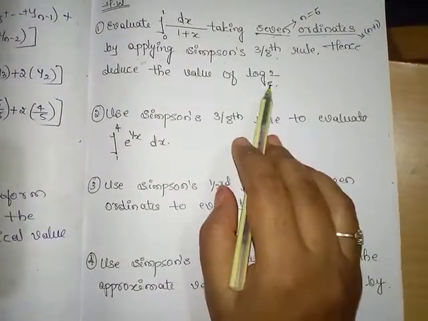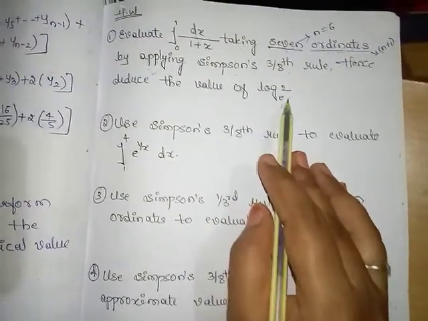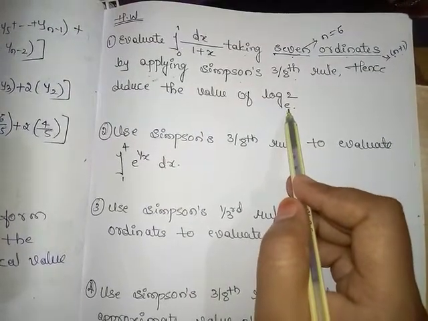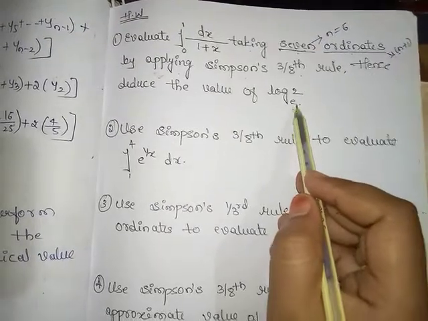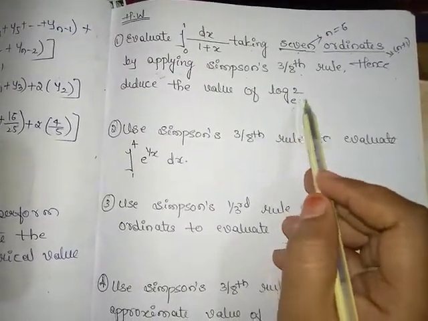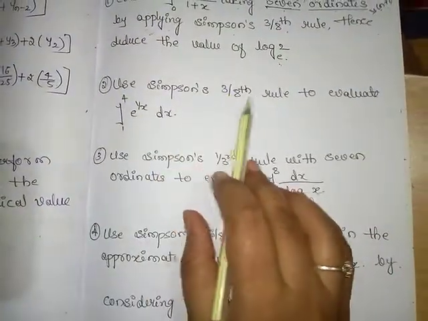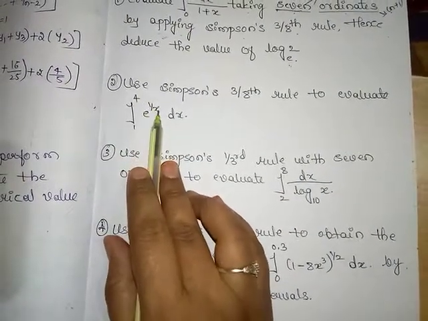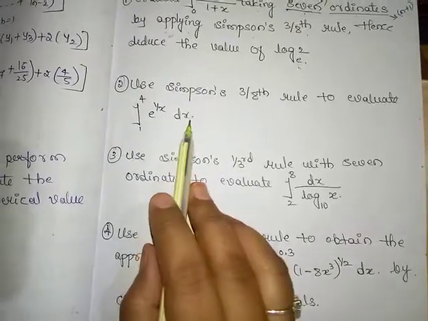Okay, now next we have to find log 2 to the base e. While you are calculating log 2 to the base e, observe here we have the base e, not 10, so you have to use ln in your calculator. Next, use Simpson's 3/8 rule to evaluate the integration from 1 to 4 of e raised to 1 by 4 e raised to 1 by 6 into dx.